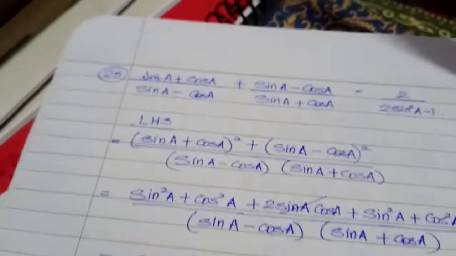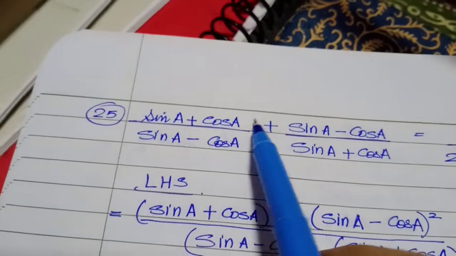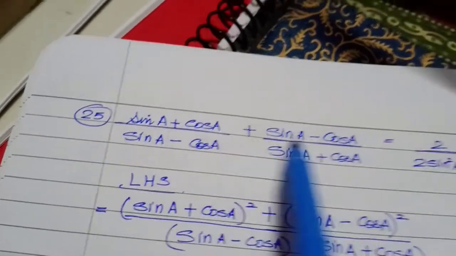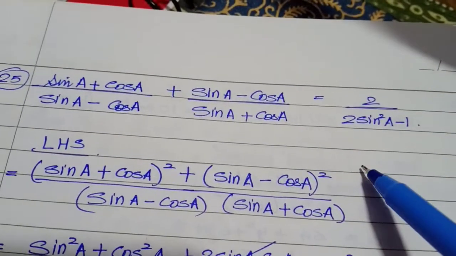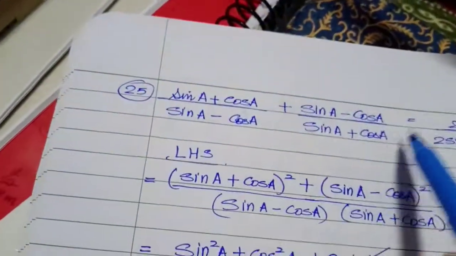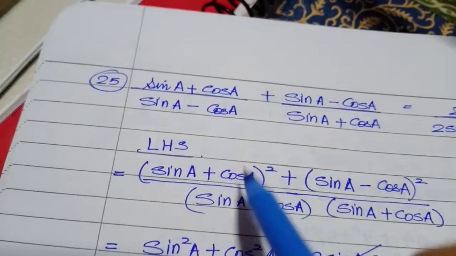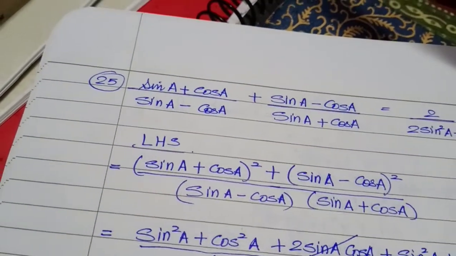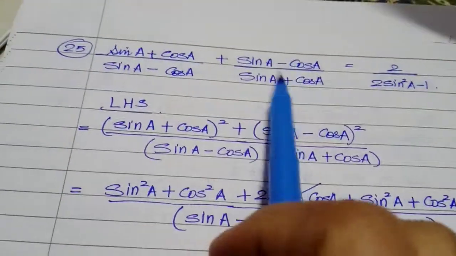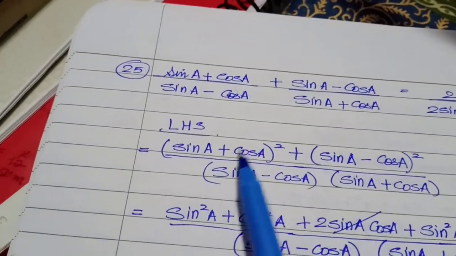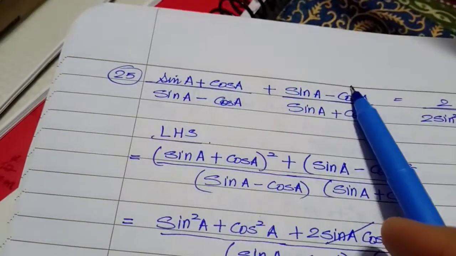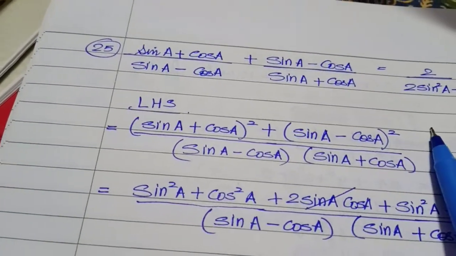Next, 25th question. Sin A plus cos A by sin A minus cos A, plus sin A minus cos A by sin A plus cos A, is equal to this; we have to prove. It's already in sin and cos, पहले ही simple form में. तो direct LCM and solving it. If I take LCM, I get both the terms in the denominator. This gets multiplied by this, sin A plus cos A whole square. This gets multiplied by this, sin A minus cos A whole square.